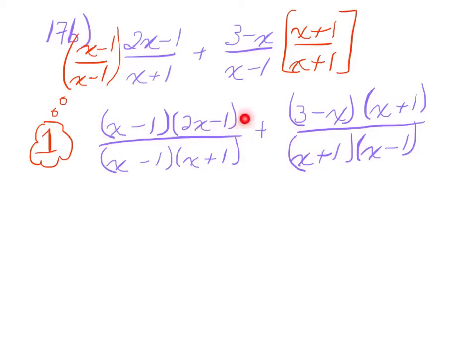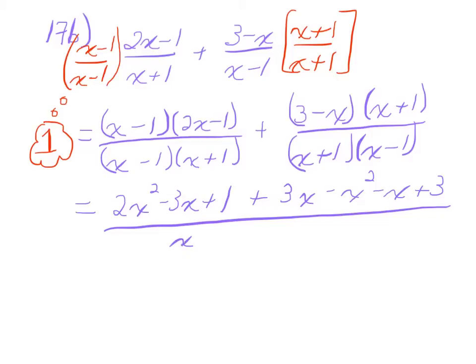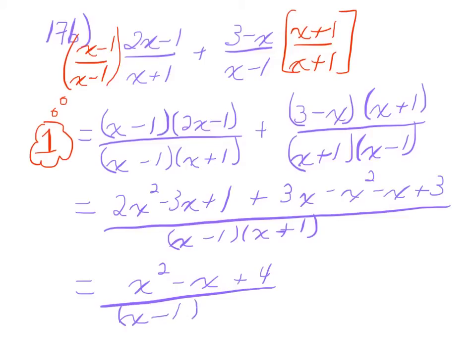So I have to go ahead and simplify the numerators of each of these before I can add. So in the numerator here, I'm going to get 2x squared minus 3x plus 1. And in my second one, I'm going to get 3x minus x squared minus x plus 3, all over my denominator. And when I reduce all that, it becomes x squared minus x plus 4 over my denominator that I created. And that's how you do that problem.